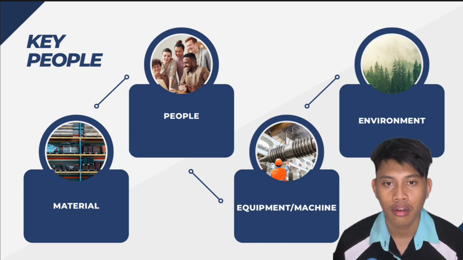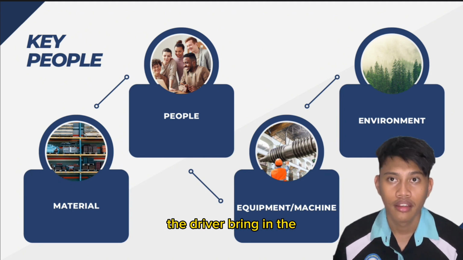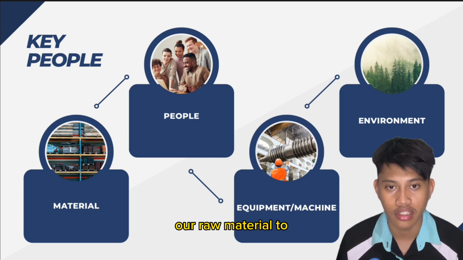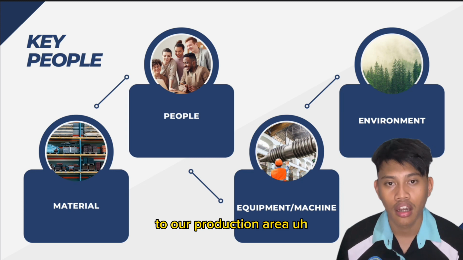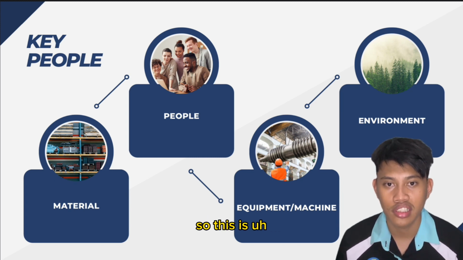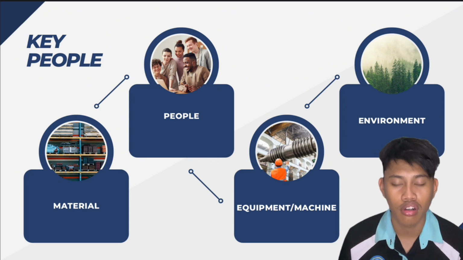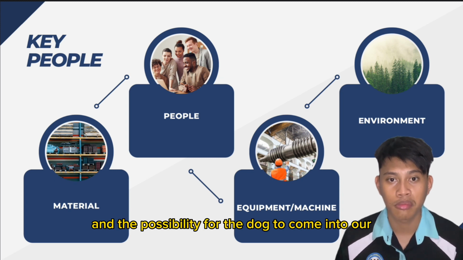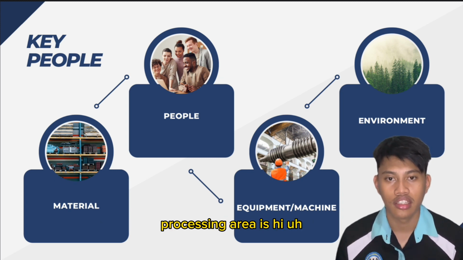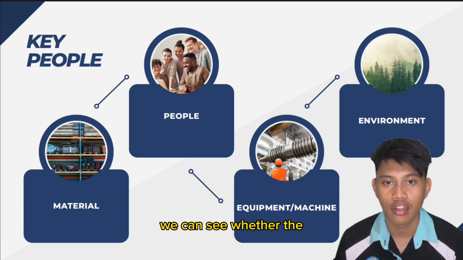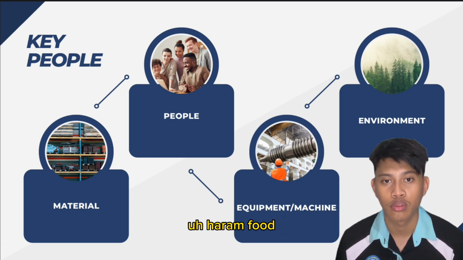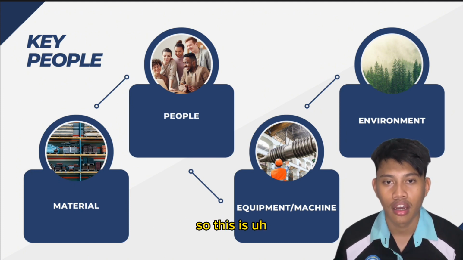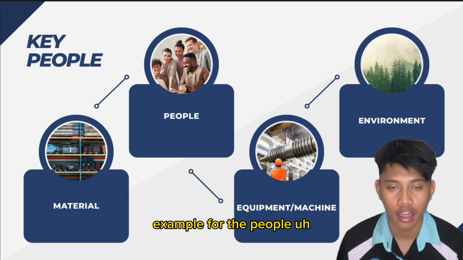For the people, for example, the driver brings in non-halal material with him. For example, while he is delivering our raw material to our production area, the driver brings a dog with him. As we know, a dog is najis mughalazah, and this can contaminate our product. Or maybe the dog can run out from the lorry, and the possibility for the dog to come into our processing area is high. Or we can see whether our workers bring haram food, for example, alcoholic beverages, pork food, or others to the processing area. So we can categorize this as an example for the people in the halal threat item.